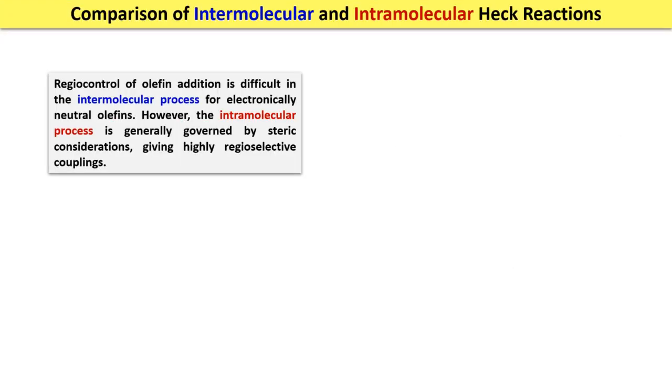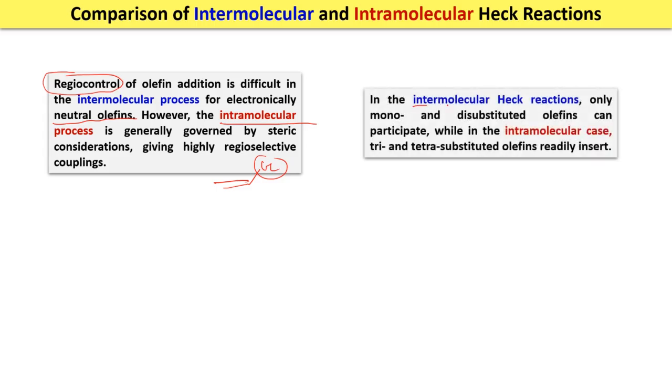Finally, we will compare intermolecular and intramolecular Heck reactions. So in case of regioselectivity, in the intermolecular process for electronically neutral olefin, that means if any group is attached to the alkene substrate, if this group is not very strongly electron donating or withdrawing, in that case it will be a neutral olefin and regioselectivity will be a problem. But if it is the intramolecular version, then it will be mainly governed by steric consideration. And that is the reason we can expect high regioselectivity compared to the intermolecular process.